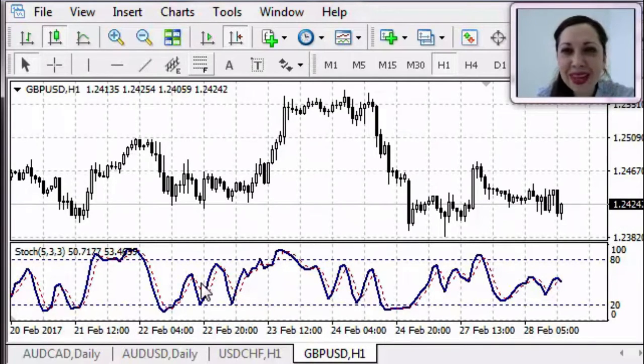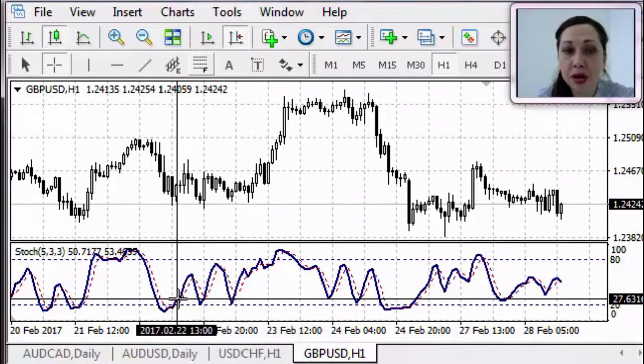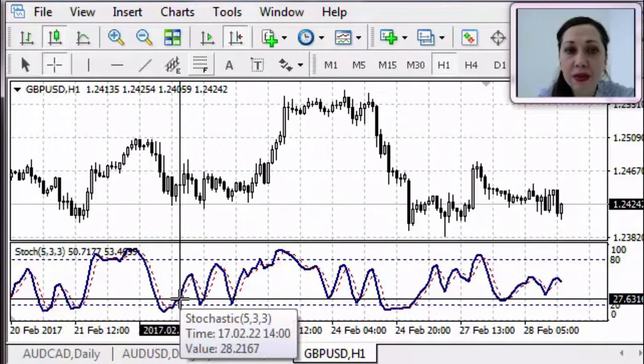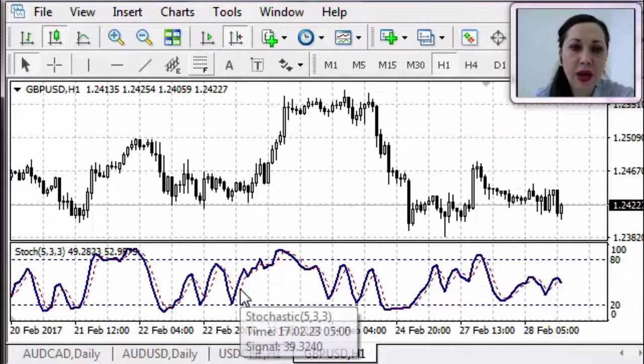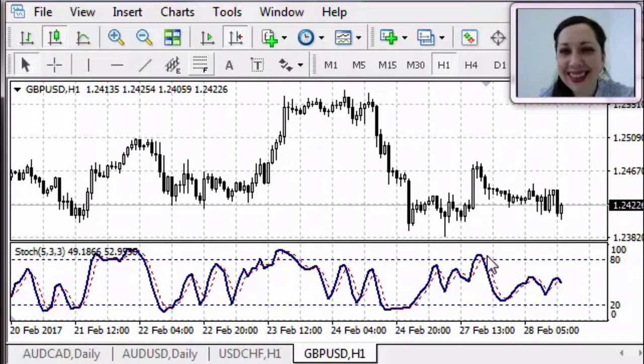Also, the second variant, when the signal line crosses the main line in upward direction, it's also a signal for entering the market for buy. Here we see the signal is a little bit later, but for us it's good.